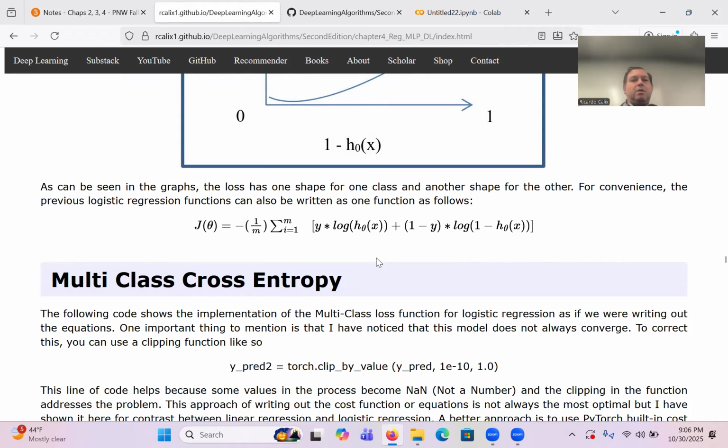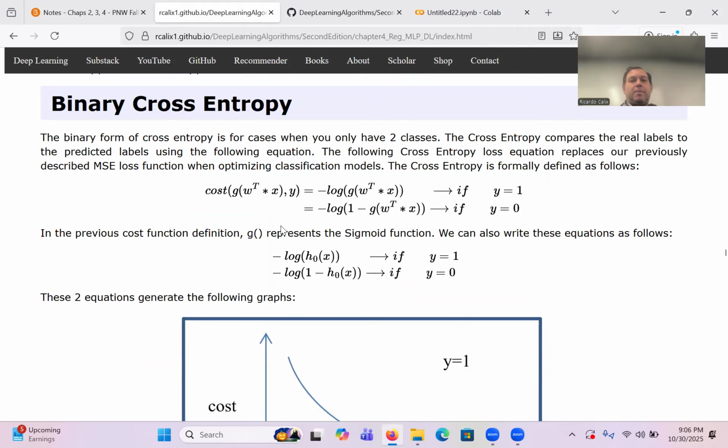Do you guys see it or no? See how it's y times log of h, 1 minus y log of 1 minus h of x. What is h? H theta, when you see a theta, that means it has parameters. So h theta, you can see I kind of wrote it this way. So I have a log of h theta and a log of 1 minus h theta. But here it's expanded to be log of g of w times x, 1 minus w times x. I didn't include the bias in there. But do you see what I'm saying?